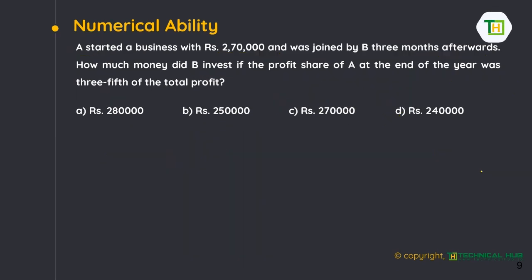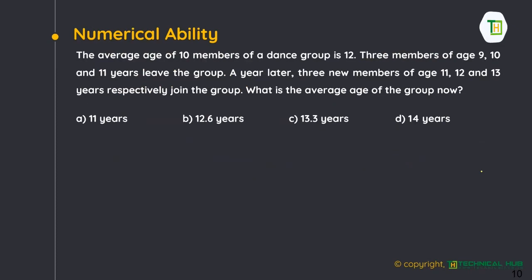Next question. See here, the question is the average age of 10 members of a dance group is 12. Average is given, so automatically you will get the sum of 10 members. What is meant by sum? Average into number of persons, 120. Right? The sum of 10 members is 120 years.